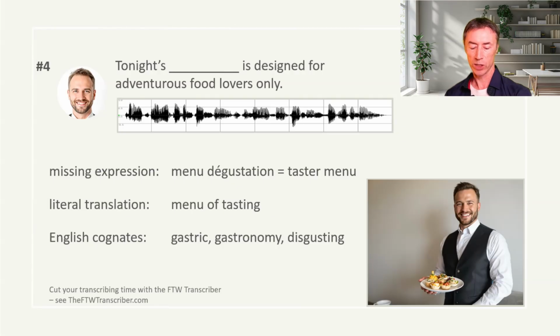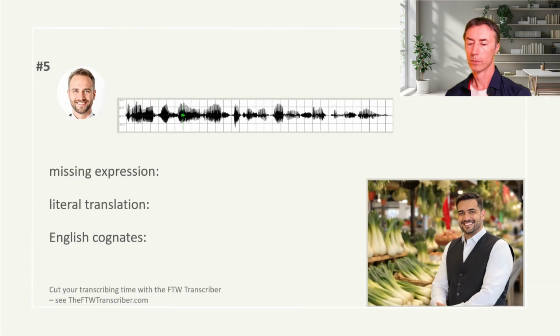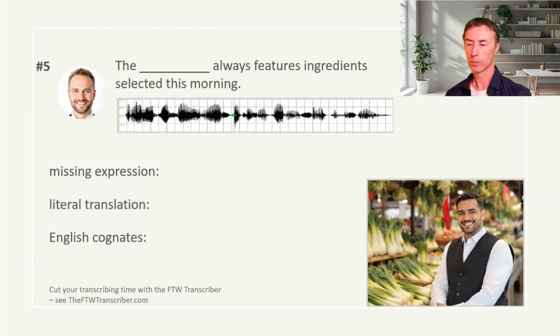So, number 5, what's the French word or phrase in this next sentence? The menu du jour always features ingredients selected this morning. Let's see that sentence on the screen, minus the French word. The menu du jour always features ingredients selected this morning. So the missing expression is menu du jour, and that means the special. In other words, something which the chef has made just for that day. It's not regularly on the menu.